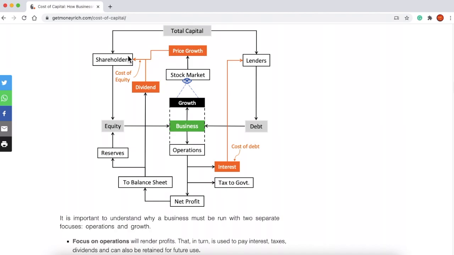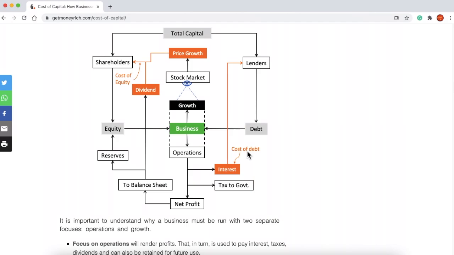So the two things, cost of equity and cost of debt, these two entities together build the cost of capital for the company. A company who has taken a loan from its lenders must pay interest, and a company who has raised equity from the market must also reward its shareholders in the form of dividends or in the form of price growth. So these two components, the cost of equity and the cost of debt, together form what we call the cost of capital.